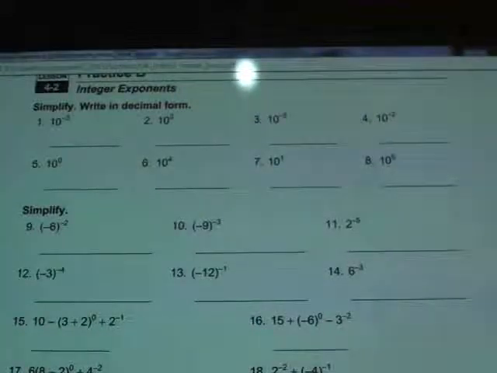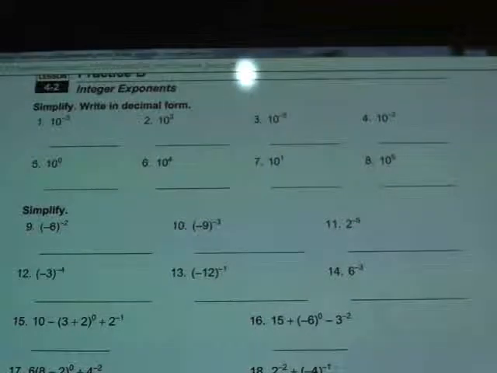This is a video presentation of Chapter 4, Section 2 in the 8th grade workbook, Integer Exponents. We'll start off and take a look at questions 1 through 14. Now, even though 1 through 14 have different headings, it's the same material that's being covered in 1 through 14.